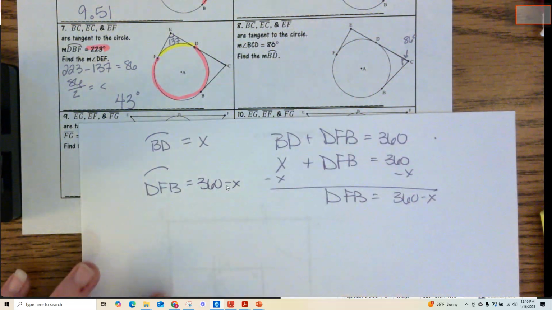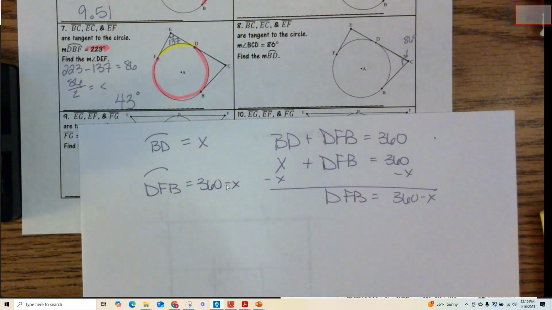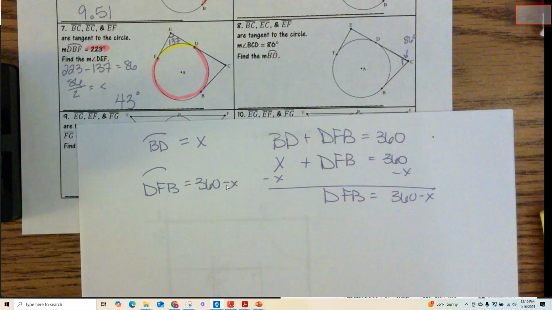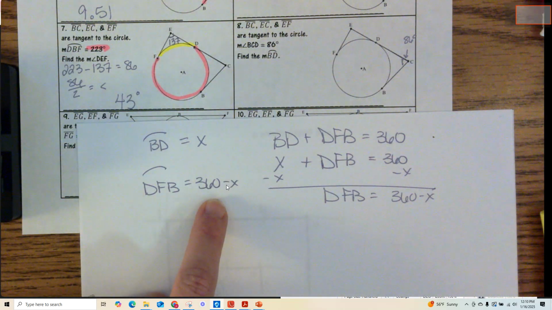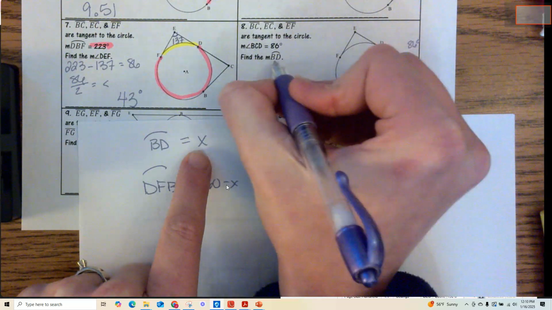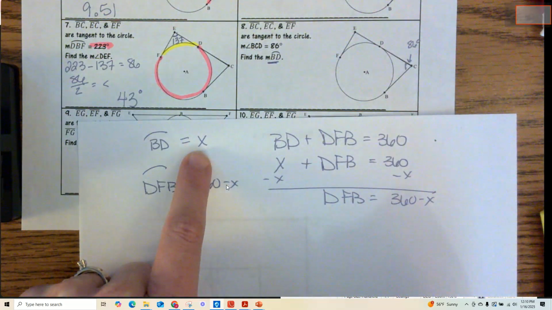So when you have to go the other direction, when they give you the angle measure, one of the arcs is going to be X, the other arc is going to be 360 minus X. The reason that I made BD X is because that's what I'm solving for.